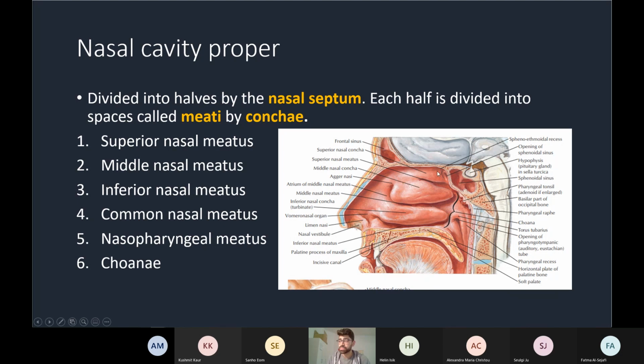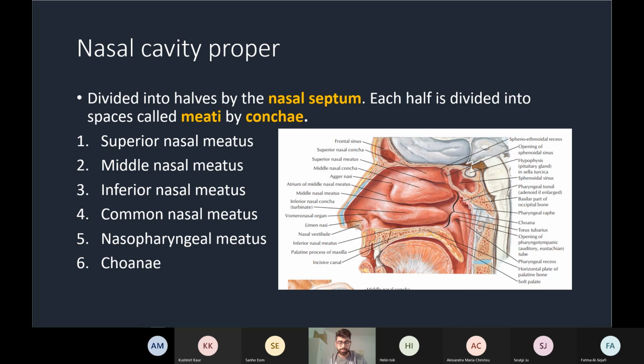So I mentioned we have these three conchae, then we have these spaces. The spaces are located above or below or next to the conchae. The space located above the middle nasal concha is called the superior nasal meatus, and this extends posteriorly as what's called the sphenoethmoid recess. Then we have the middle nasal meatus. Again, remember this is the space I'm talking about, and it is located below the middle nasal concha.